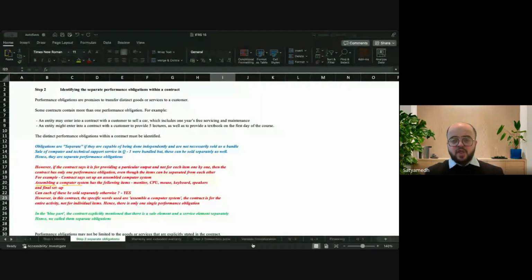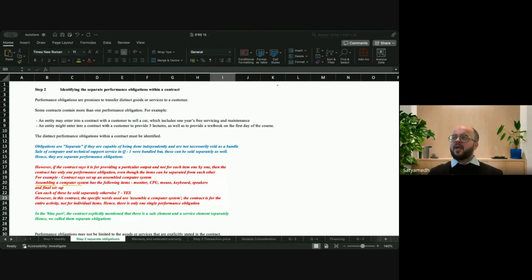So our first discussion was on identification of the contract. We understood what we mean by commercial contracts with a commercial substance, contracts without a commercial substance. Today, our focus is going to be on identification of the separate performance obligations within a contract. What is a performance obligation? Performance obligation is something that you have promised to do. So anything that you have promised to do under a contract is a performance obligation.